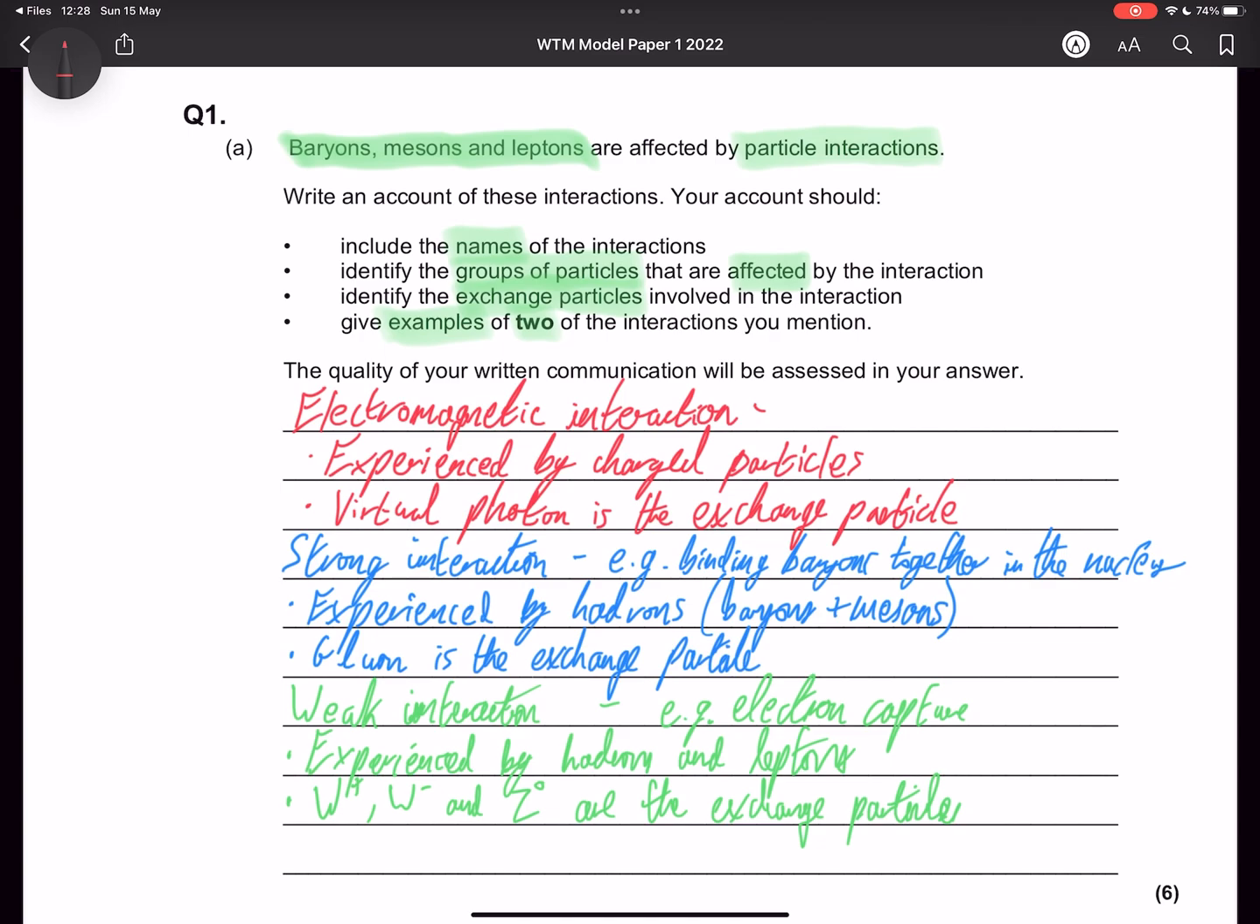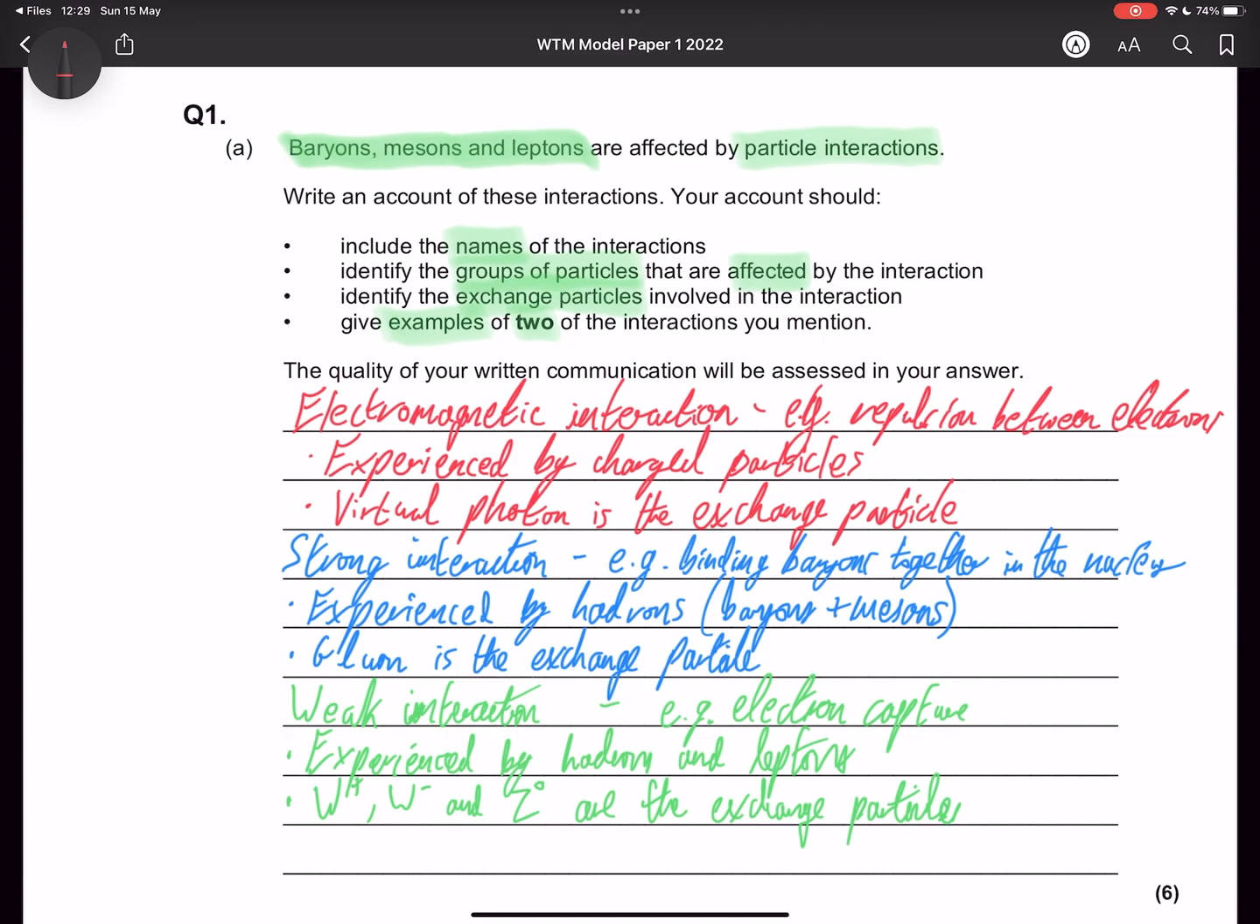And finally, electromagnetic interaction is the easiest one. It's either going to be a repulsion or attraction between named charged particles. So repulsion between electrons is a really easy one, shorter to write than anything else. And there we have it. Nice and straightforward as a 6-marker goes.